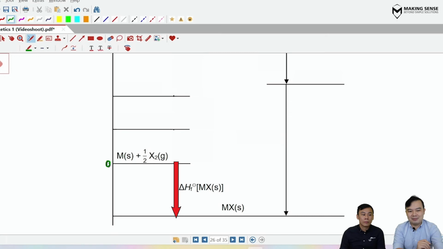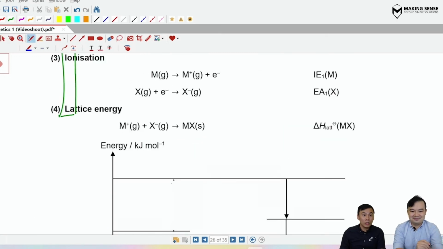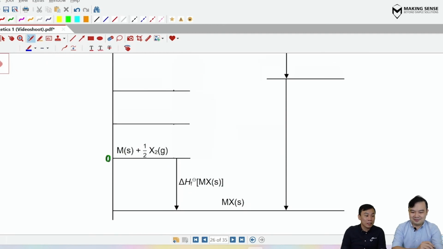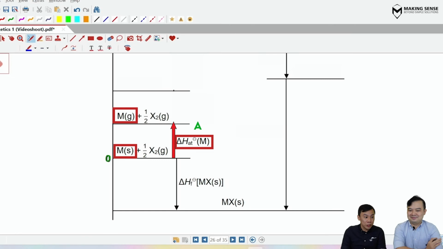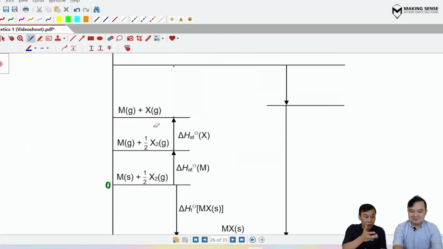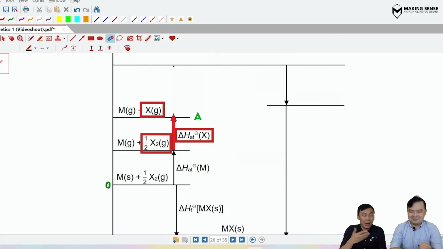Can you run me through A then, Mr. Yap? Right, so A stands for atomization. Usually we will just do atomization of the metal first, followed by the non-metal. So let's atomize the M first. So M(s), we're going to change to M(g). That's what you see over here. Then after you atomize the metal, you atomize the non-metal. Do it systematically. So after you represent it on the screen, half X2 becomes X(g).